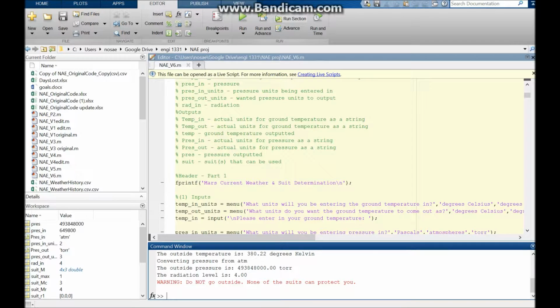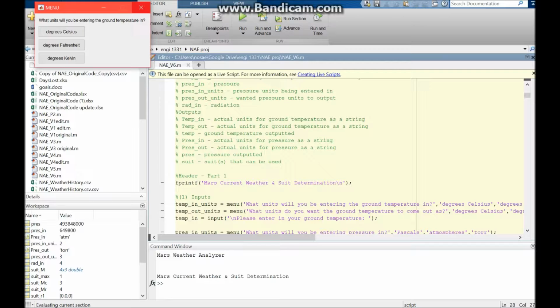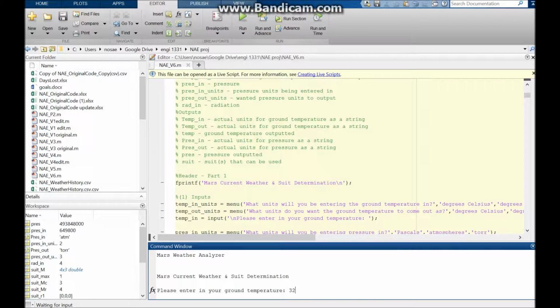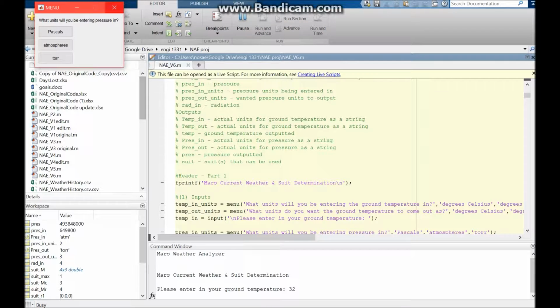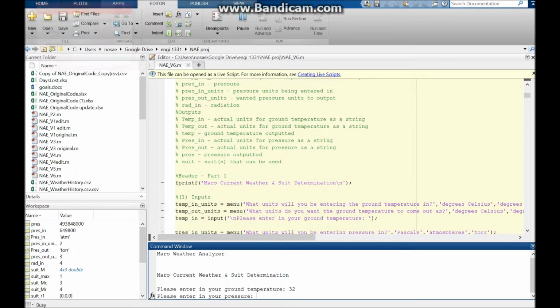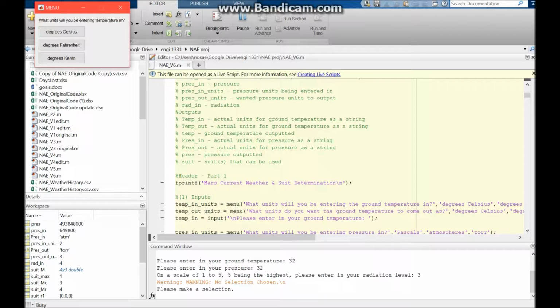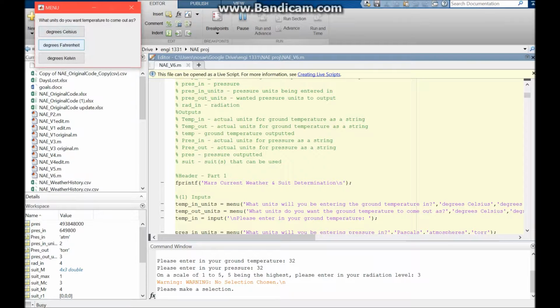And then if we do not select the unit of temperature or unit of pressure, the program gives us an error and asks us to select a unit, and then we put the values in.